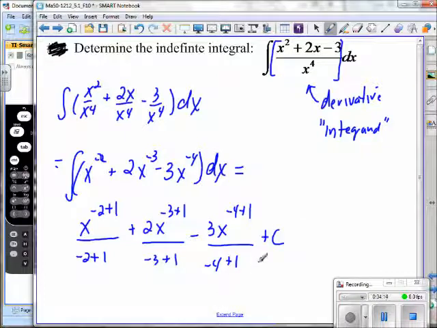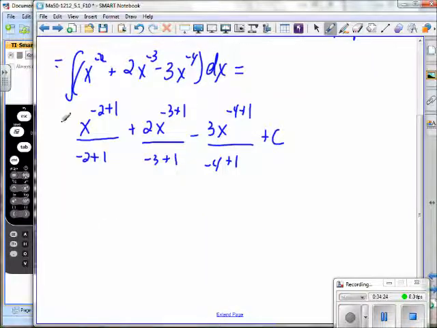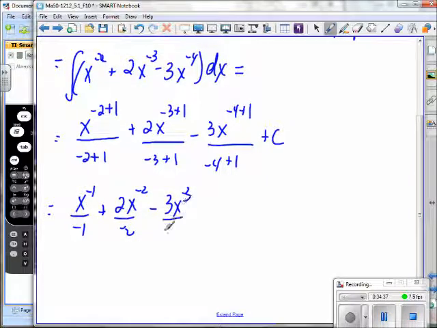Is it incorrect if you forget the plus c? Yeah, because we're talking about what functions will yield that derivative, and there's infinitely many. So our answer then would be x to the negative 1 divided by negative 1 plus 2x to the negative 2 divided by negative 2 minus 3x to the negative 3 divided by negative 3 plus c, or negative 1 divided by x minus 1 divided by x squared plus 1 divided by x cubed plus c.